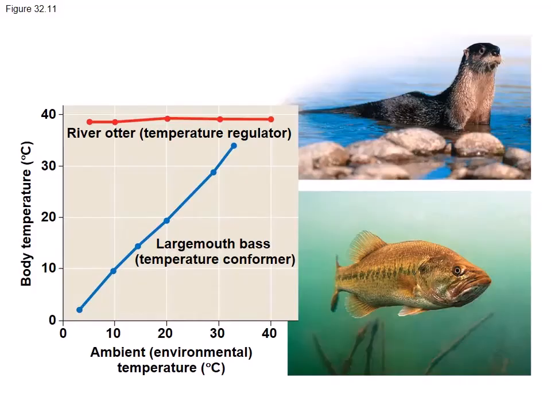So here we've got a graph showing ambient temperature in the environment and body temperature of the organism, and we're looking at a river otter, which is a temperature regulator, so its body temperature is relatively stable. And then here we have a largemouth bass, which is a temperature conformer, and you can see as the environmental temperature increases, so does the fish's body temperature.